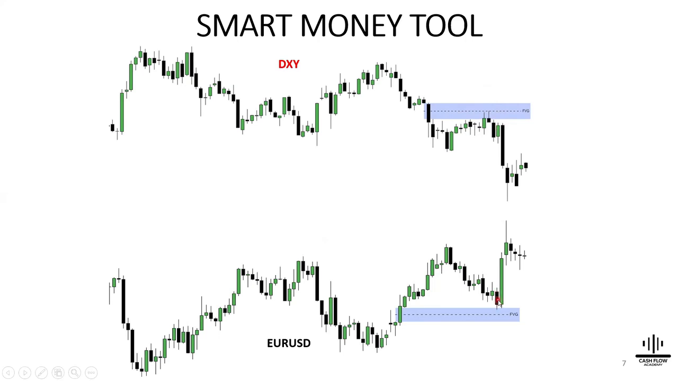And then here we are seeing a run on liquidity. We classify this as accumulation, and then we classify this as distribution. So smart money are distributing their orders here to take out liquidity to run higher for this high. But here we see that dollar fails to make a higher high. So there is weakness in dollar.